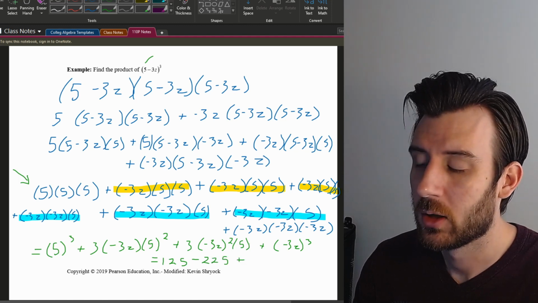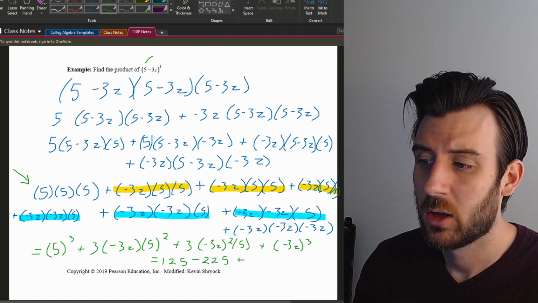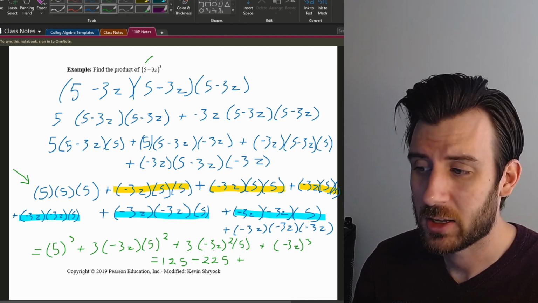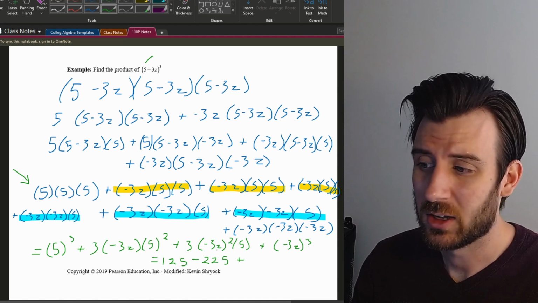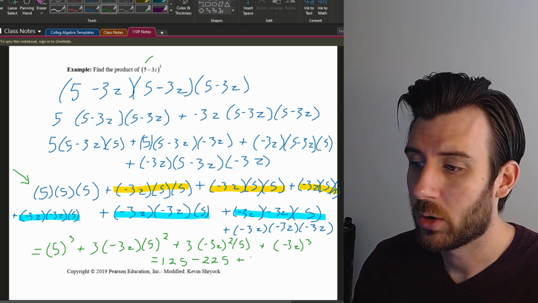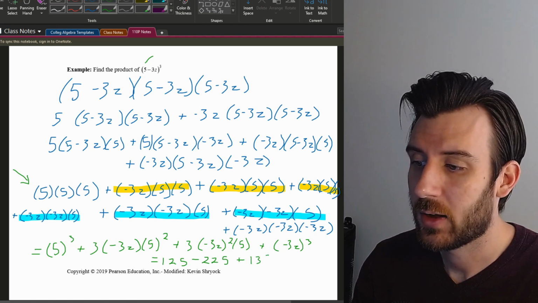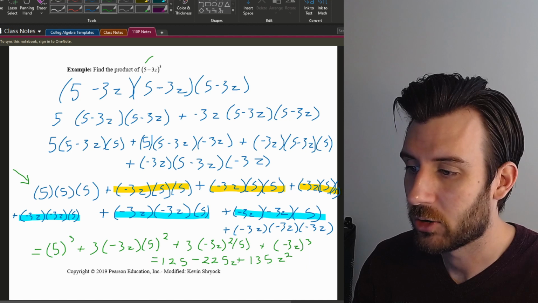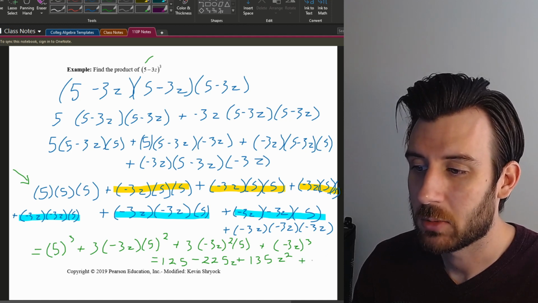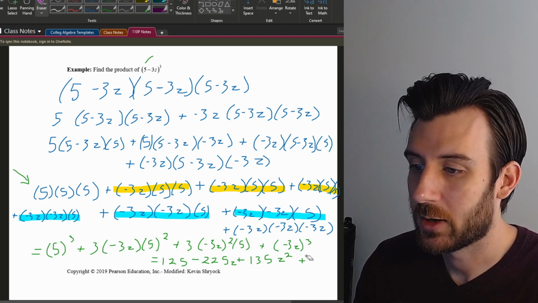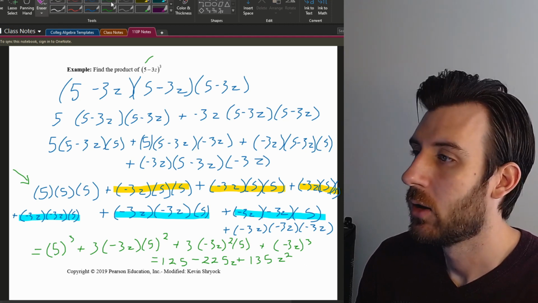The next one would be 5 times 3 is 15, times negative 3 would be negative 45, times a negative 3 again would get us 135, so we'd have 135z squared. Oh, and there should have been a z for this other term. And then the very last one is just going to be negative 27z cubed. That's what happens when you multiply negative 3 by itself 3 times.